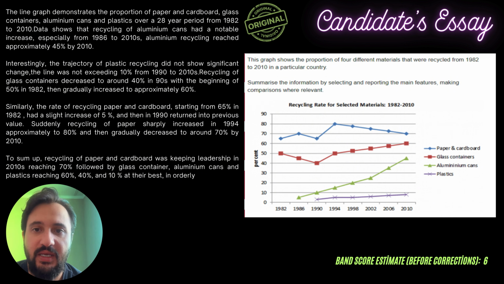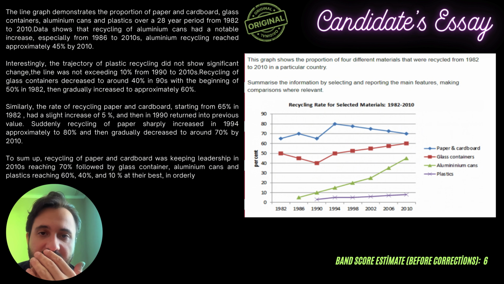Okay, second one, glass container, aluminum cans, and plastics reaching 60%, 40%, and 10%. So the plural form of containers should be used to match the other plural items in the list. So glass containers, aluminum cans, and plastics reaching 60%, 40%, and 10%. Okay, it will be better.